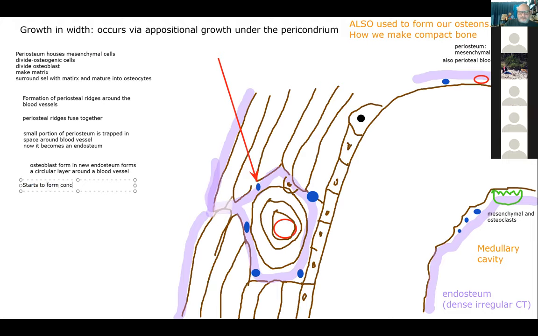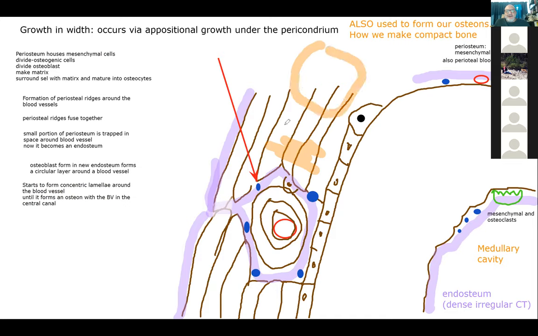So notice it starts to form concentric lamellae around the blood vessel until it forms an osteon with the blood vessel in the central canal. So now I have an osteon, and notice this tissue next to it, filling the space between it and the other osteon that formed over here, would then become our interstitial lamellae. An osteon is a structure of the bone connective tissue, typically made of hundreds of cells.